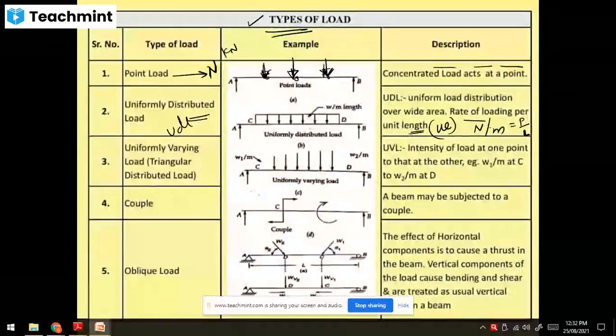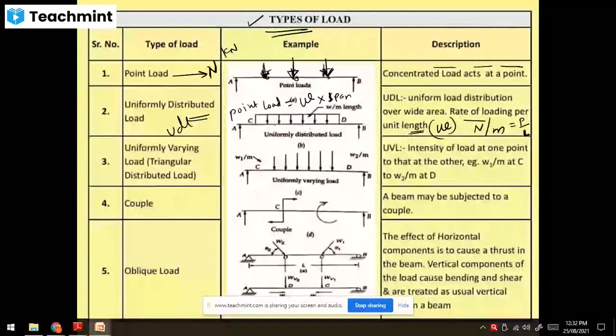If you have to find the point load, you have to convert the UDL into a point load. That is called the equivalent point load. To convert the UDL into an equivalent point load, multiply the intensity of UDL by the span over which it acts.